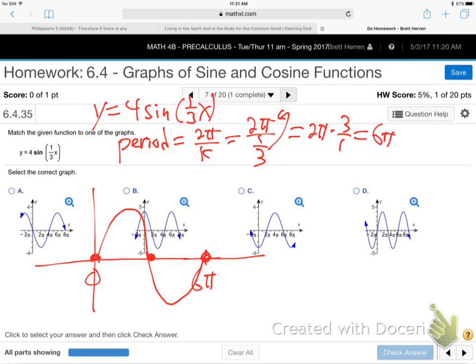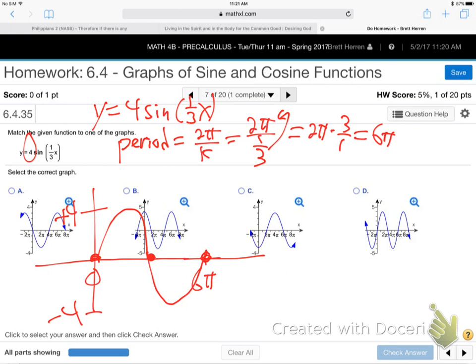Unless he's been flipped upside down. If he has a negative in front, then he'll go low first and then high. Anyway, what does he have in front? 4. What is that going to do? Well, instead of going up to positive 1, it'll go up to positive 4 and down to negative 4. That's all. Just changes the y-axis. We're done. Does that make sense on that?